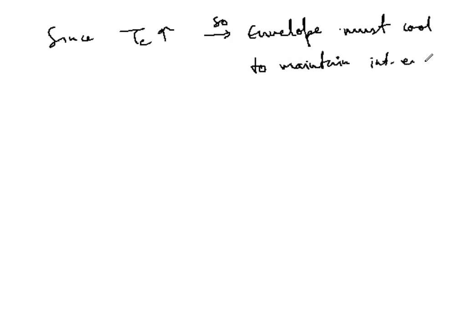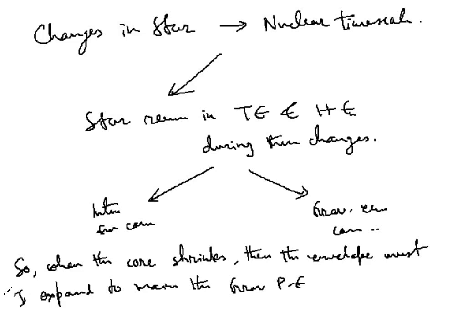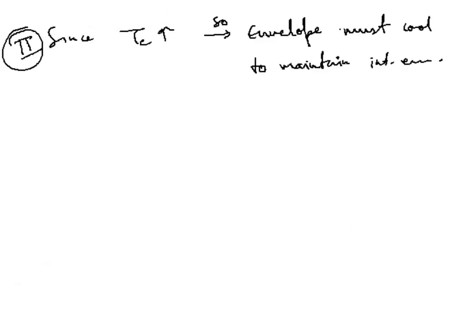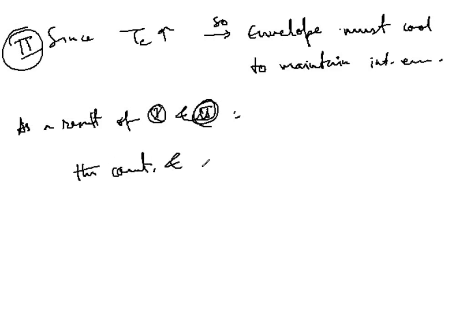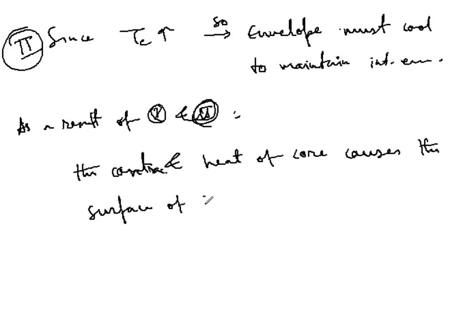Now, as a result of these two changes, say change 1 and change 2, what happens is that the contraction and heating of the core causes the surface of the star to expand and cool.